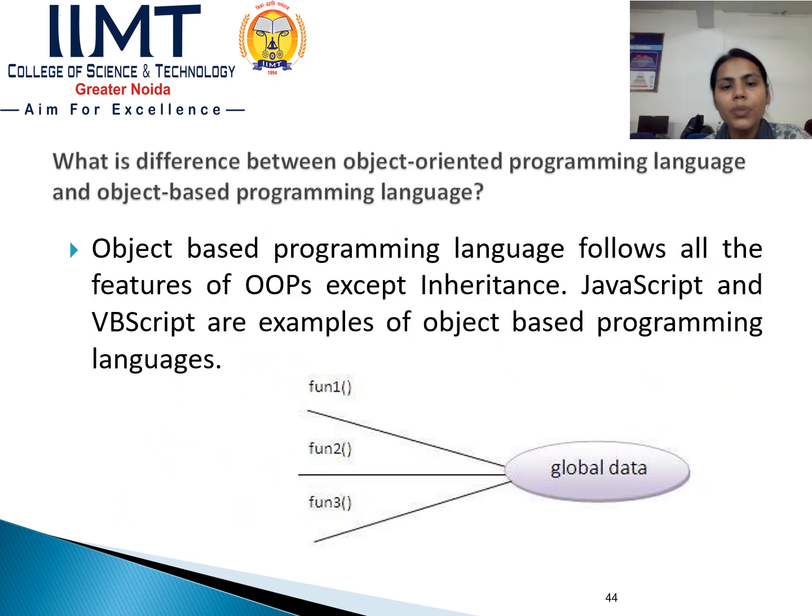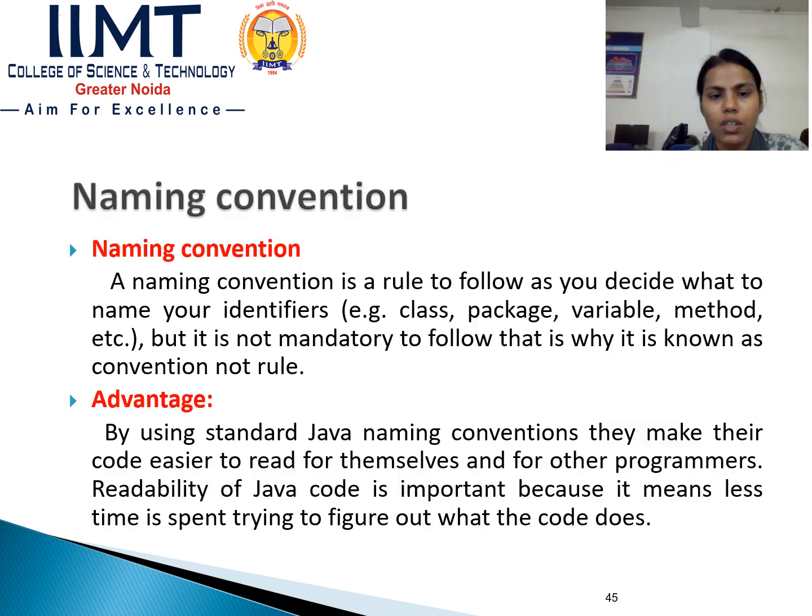Now, an object-based programming language follows all the features of OOPS except inheritance. JavaScript and VBScript are examples of object-based programming languages. Now, naming convention. A naming convention is a rule to follow as you decide what to name your identifiers, for example class, packages, variables, methods, etc. But it is not mandatory to follow. That is why it is known as a convention, not a rule.